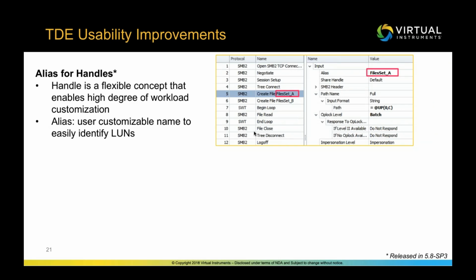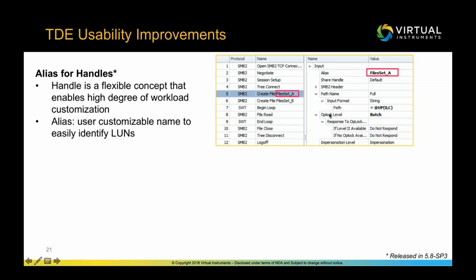All right, now for the remaining couple of slides, these are usability improvements that are added to TDE. Regardless of what protocol you use, these usability improvements apply to all. These are things that apply universally, regardless of what technologies you test with, whether it's NFS or iSCSI or Fibre Channel or Object.